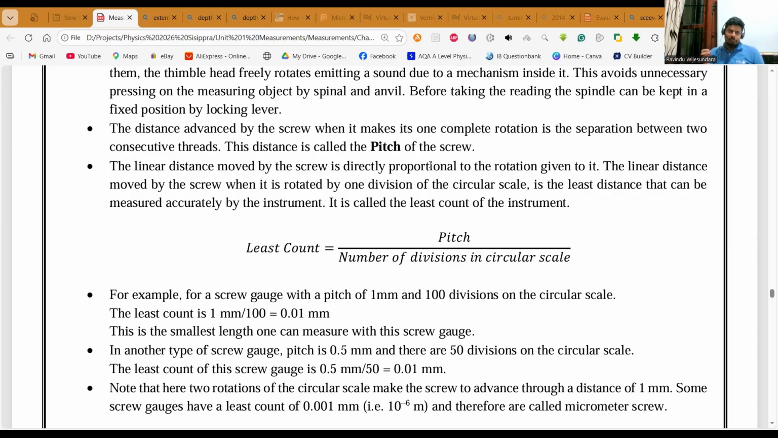The distance advanced by the screw when it makes one complete rotation is the separation between two consecutive threads. This distance is called the pitch of the screw. So without knowing the pitch, we cannot calculate the least count. You can see here in the diagram, and in the paragraph also, I have given how to calculate the least count of a micrometer screw gauge. You have to find the pitch, then the number of divisions in the circular scale. That is how the least count is calculated.